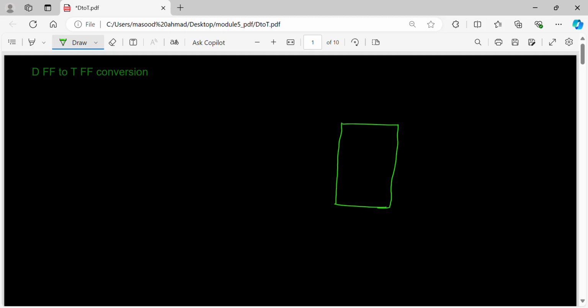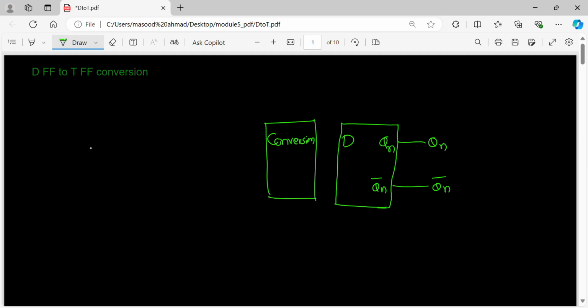So, the flip-flop which is being given to us is D flip-flop. Input is D. The output is Qn and Qn bar. This is of course Qn bar, and this is your Qn. So there is some conversion logic which will convert your D. Okay, so this is the conversion logic.